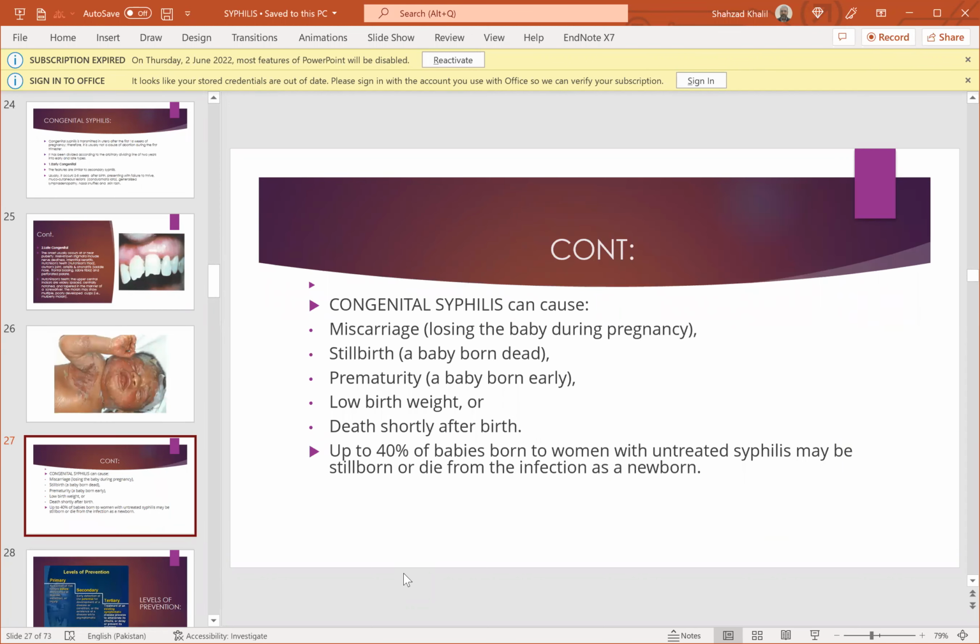So congenital syphilis can lead to miscarriage, and it would be second trimester onwards. Then the stillbirths, the prematurity, low birth weight, or death shortly after birth. Up to 40% of babies born to women with untreated syphilis may be stillborn or die from the infection as a newborn.